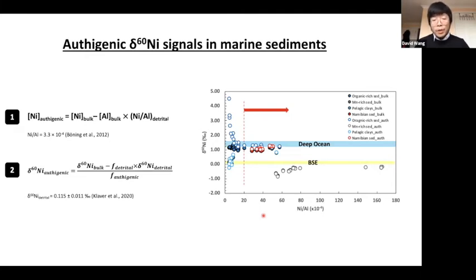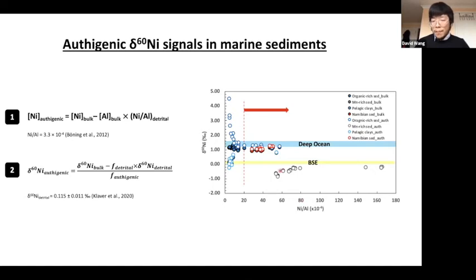But when the nickel to aluminum ratio is higher than 20, the estimated value seems to converge and get close to the deep ocean. So it might be possible for us to use it, but we still have some slight isotope fluctuation due to this authigenic phase. So we definitely need more constraint before we can use it as a geochemical tracer.